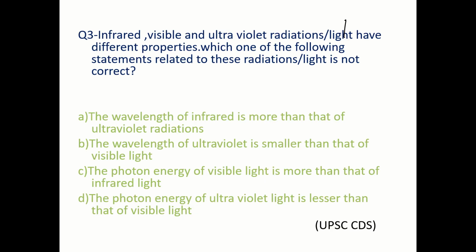Infrared, visible, and ultraviolet radiations have different properties. We all know this. Which of the following statements related to these radiations is not correct, or is incorrect? They are talking about the wavelength and the photon energy in the question. So let us clear these aspects first.